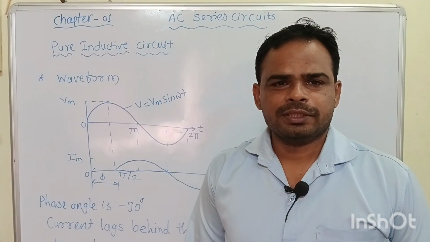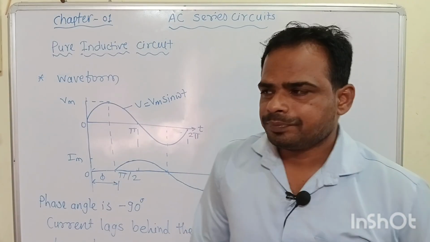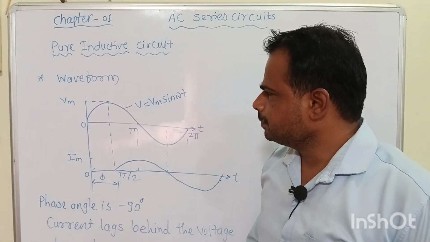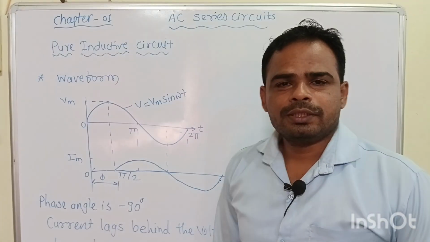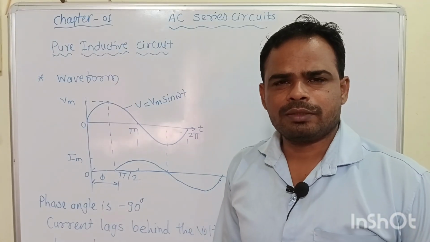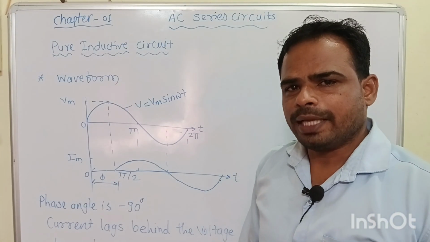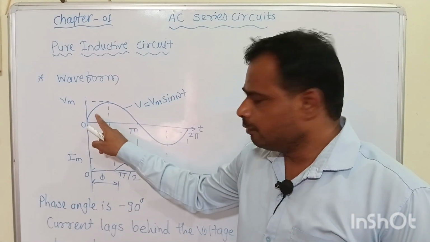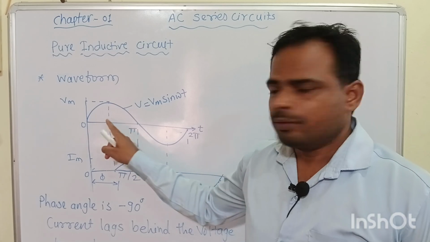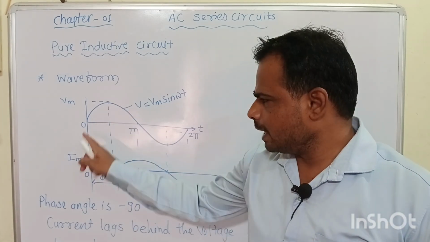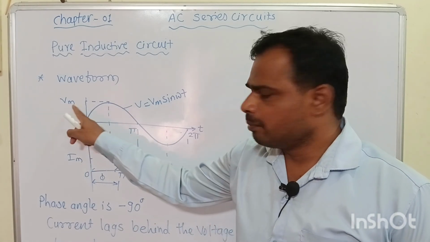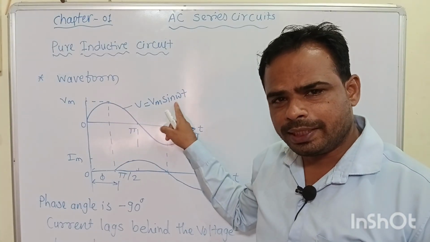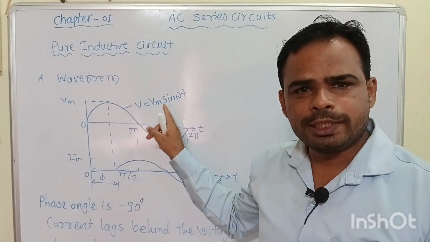Now we see the waveform of the pure inductive circuit. See here, this is the waveform of the pure inductive circuit. In a pure inductive circuit, current lags behind the voltage by an angle of 90 degrees. See here, this is the waveform of voltage. Voltage is considered as reference. It starts from 0. This is the maximum voltage, and the equation of voltage is V is equal to Vm sin omega t. There is no change in the voltage equation.